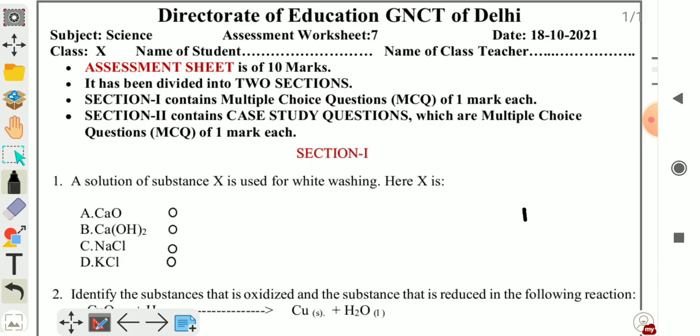Question number 1: A solution of substance X is used for whitewashing. Here you are asked what X is. A, calcium oxide, B, calcium hydroxide, C, sodium chloride NaCl, and D, KCl, potassium chloride. So the correct answer will be A, calcium oxide. When calcium oxide is dissolved in water, it is converted into calcium hydroxide. That is the solution of substance X. So the correct answer will be A, calcium oxide.